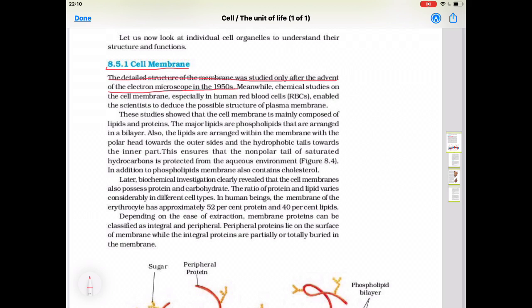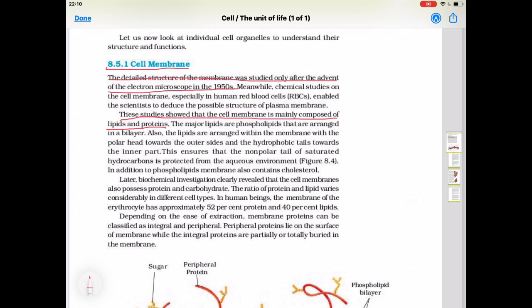Meanwhile, chemical studies on the cell membrane, especially on the human red blood cells, enabled the scientists to deduce the possible structure of plasma membrane. Based on the study of the red blood cells, scientists gave the structure of plasma membrane. Their studies showed that cell membrane is mainly composed of lipids and proteins. So, cell membrane is made up of two main components, that is lipids and proteins.